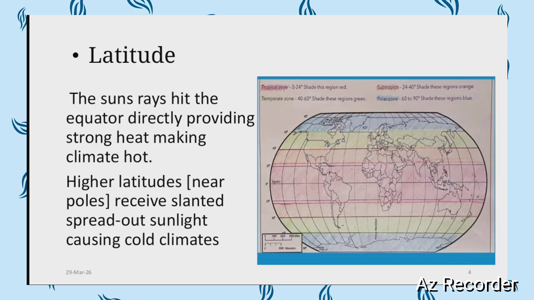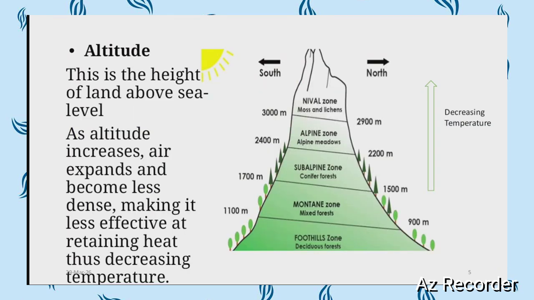Latitude. The sun's rays hit the equator directly, providing strong heat, making the climate hot. Higher latitudes, especially those near the poles, receive slanted, spread-out light, causing cold climates. As you can see in the diagram, blue represents very low temperatures, red represents very high temperatures, and yellow represents moderate temperatures. You can pause the video and look at that diagram.